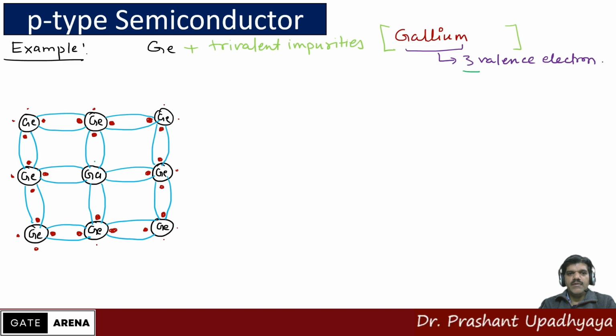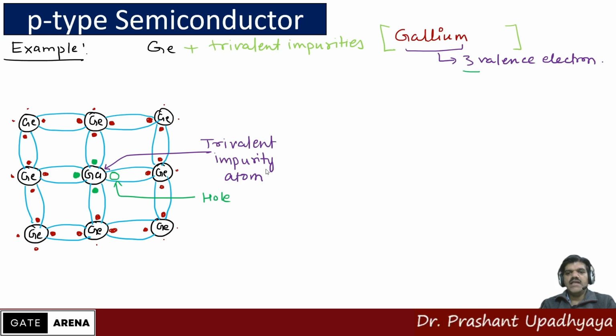Now I will be taking a green color and drawing the three valence electrons associated with the gadolinium. You can see that it has done the pairing with the topmost, leftmost, and the bottommost. But since we have one vacancy available, I'm marking this vacancy as a hole. And this gadolinium, which we have shown here, is my trivalent impurity atom. So I'm writing here trivalent impurity atom.